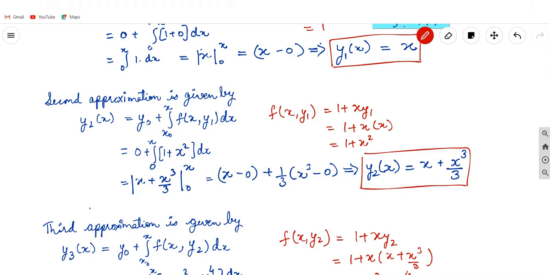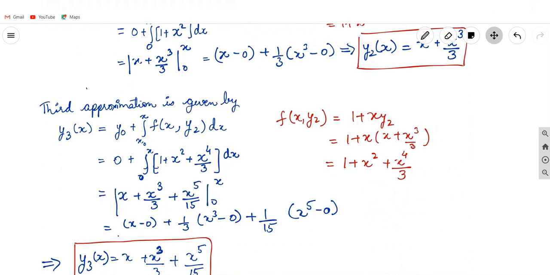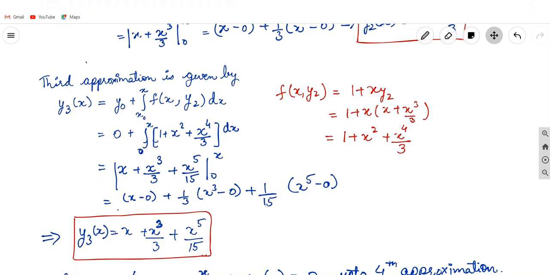For the third approximation, when you substitute n as 3 in the same formula, we will get the third approximation, and for that we have to calculate f of x, y2. f of x, y2 is 1 plus x times y2. For y2 we are using the second approximation, which is x plus x cube by 3. Ultimately you will get this function as f of x, y2 equal to 1 plus x square plus x raised to the power 4 by 3.